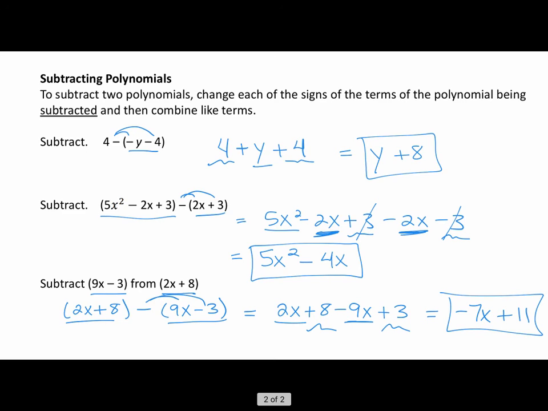I think that the biggest mistake made when subtracting is to make sure you do distribute the subtraction to each term.